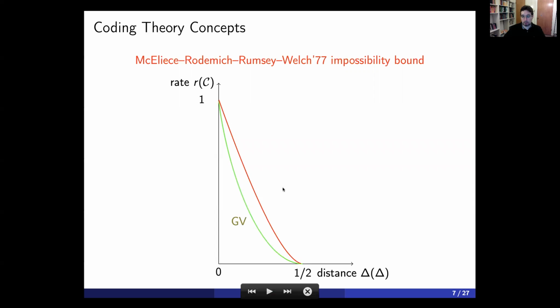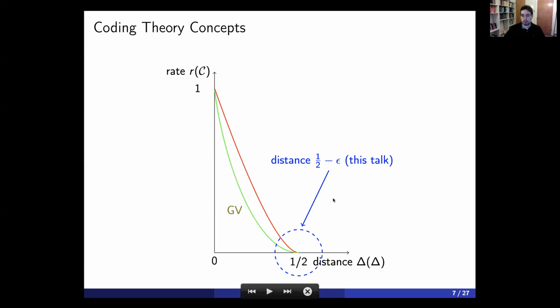But a little bit above, we have some impossibility results. You cannot do much better than the Gilbert-Varshamov bound. And in this talk, you're going to be interested in this regime, right? You're going to be interested in distance half minus epsilon.